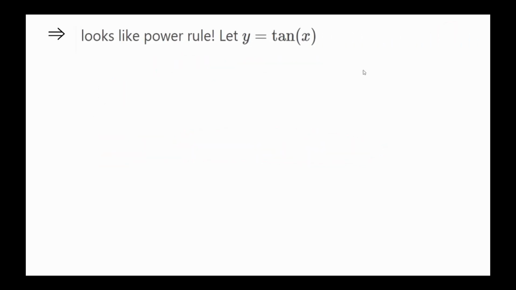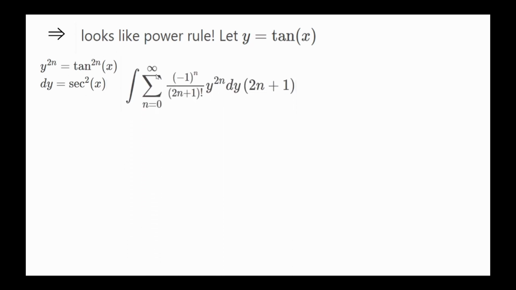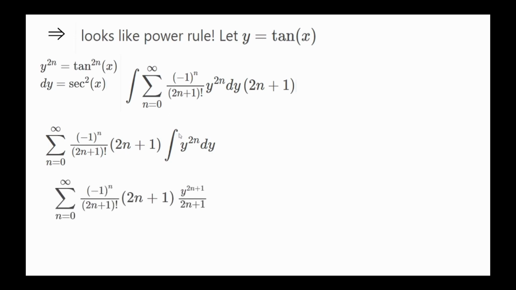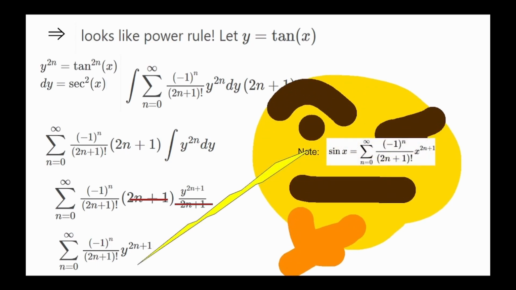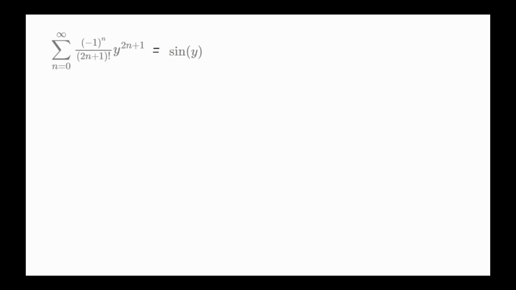So it looks like a power rule, so we'll let y equal tan of x. So yep, replace these and rewrite it. Then we'll integrate. So bring the integral into the series, and there, these two cancel out, and now we're left with this, which is similar to that. So this series equals sine of y.